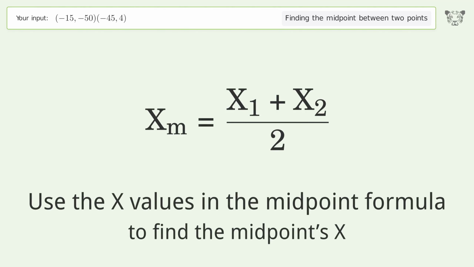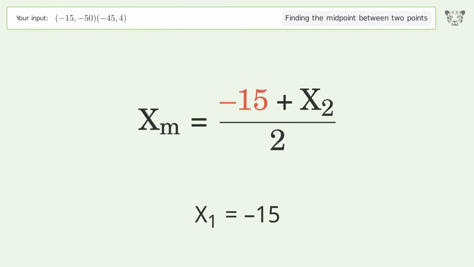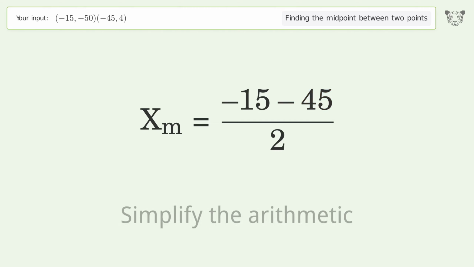Use the x values in the midpoint formula to find the midpoint's x. x1 equals -15. x2 equals -45. Simplify the arithmetic.